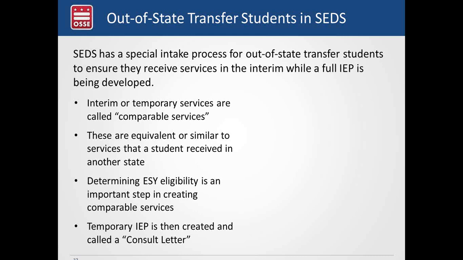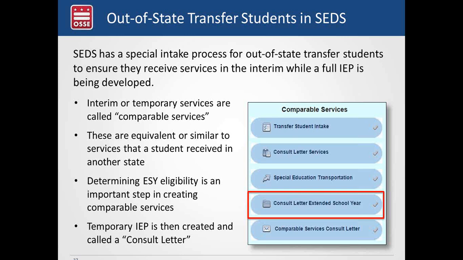And when it comes to ESY, it's rare, but it is possible that you'll get a student coming from out of state who needs ESY to be established fairly quickly, and so using the out-of-state transfer tab is a way to quickly set up ESY while you're still taking a longer amount of time to get to know the student and do a full IEP. And that is done under the Comparable Services tab.